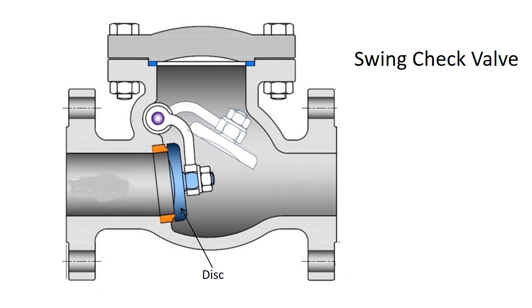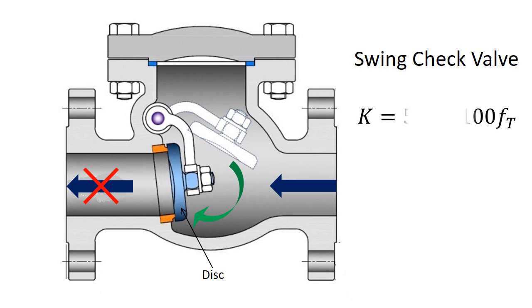When the fluid flows from the right, the fluid will push the disc onto its seat and stick it in this position to avoid reverse flow. Usually, the loss coefficient of a swing check valve is 50 to 100 times the friction factor.